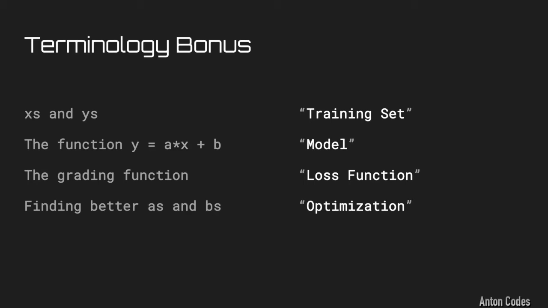Hey, let's go over some terminology here, because people use these fancy words in the industry, and we want to make sure that we understand them. So when we're talking about x's and y's, we're talking about the training set. And the function y equals a times x plus b, people call that the model. And the way that we grade our function in the industry, we call that the loss function. And finding better a's and b's for that function, that's called optimization.